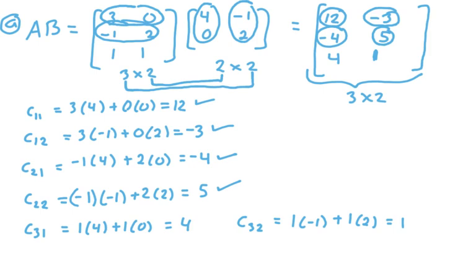And then C31, the third row of A is right here. I'm going to take the third row of A and dot it with the first column of B. When I do, I get 1 times 4 plus 1 times 0, which is equal to 4. And then if I want C32, I get 1 times negative 1 plus 1 times 2. And that's equal to 1. So after all that, we found the product AB.